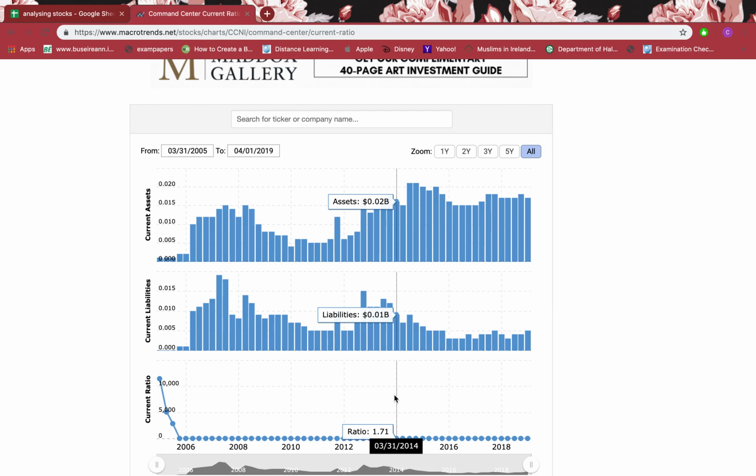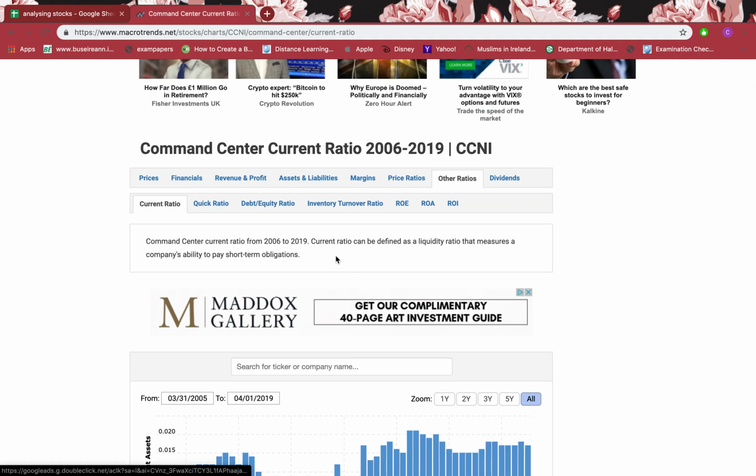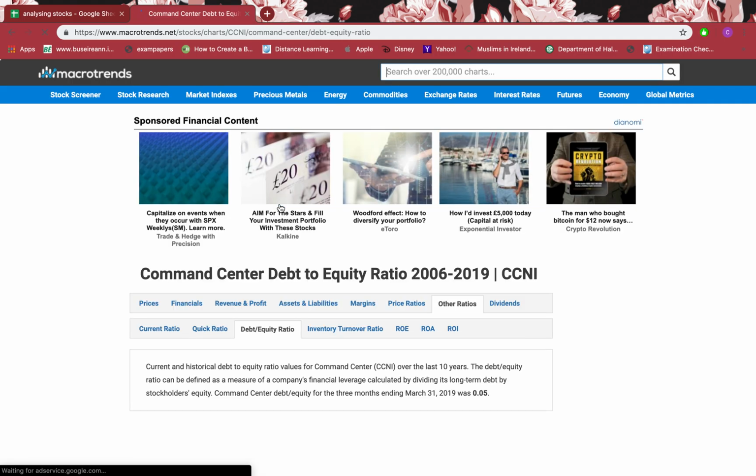It's not risky because it's above 1.5, and it has been consistently above 1.5 for about 5 years now, which is a good thing. So let's see the equity ratio.